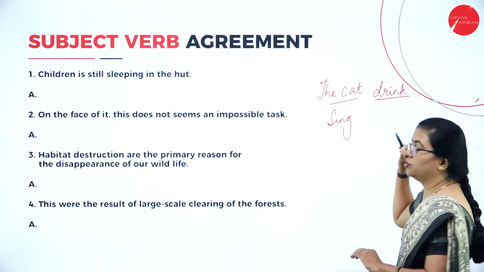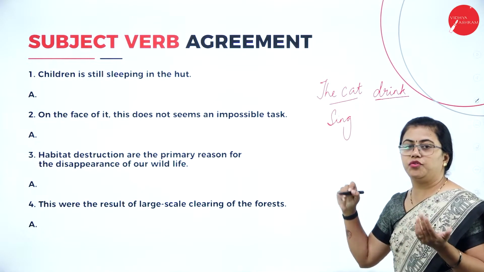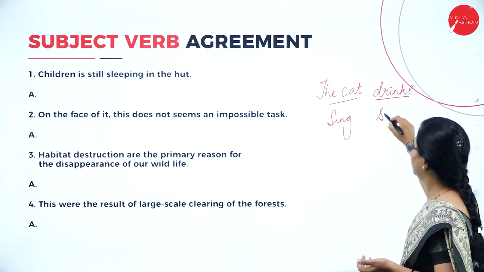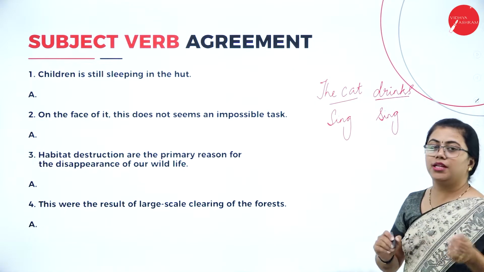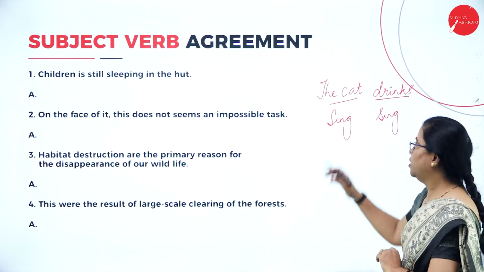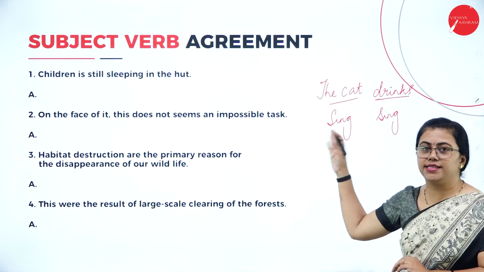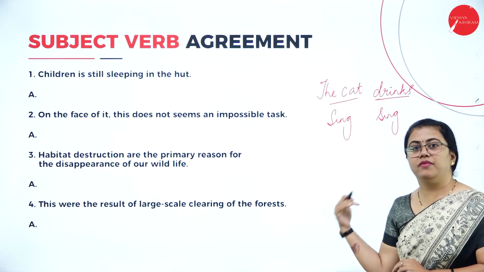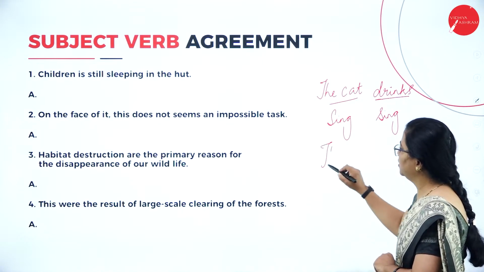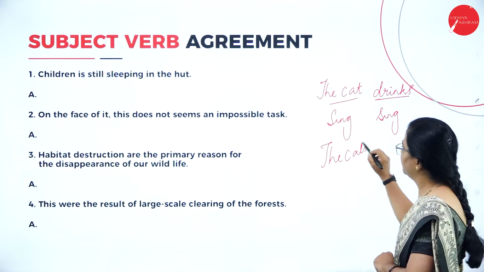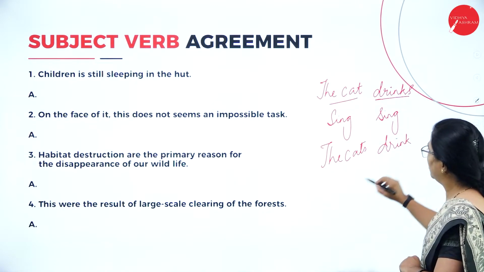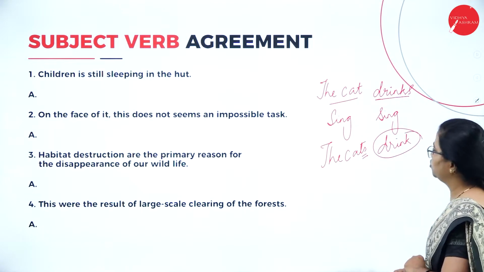Okay, so this also has to be singular. How do you decide if the verb is singular or not? Whenever there is an s in the verb, then the verb is singular. Whenever there is no s, then it is plural. It is used with plural subjects. Whenever the noun has s, it is plural, whereas a verb, whenever it has s, it is singular. So let me just change it to plural. The cats, here I use drink. This is plural, so this also has to be plural.